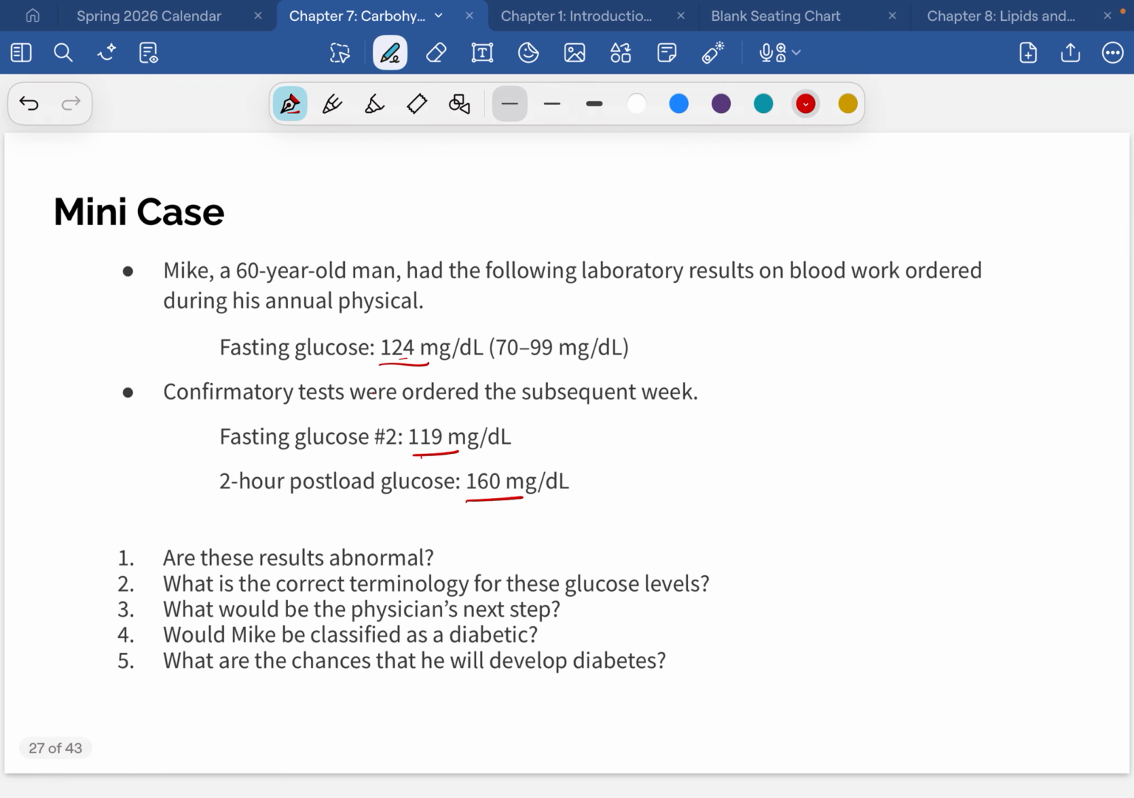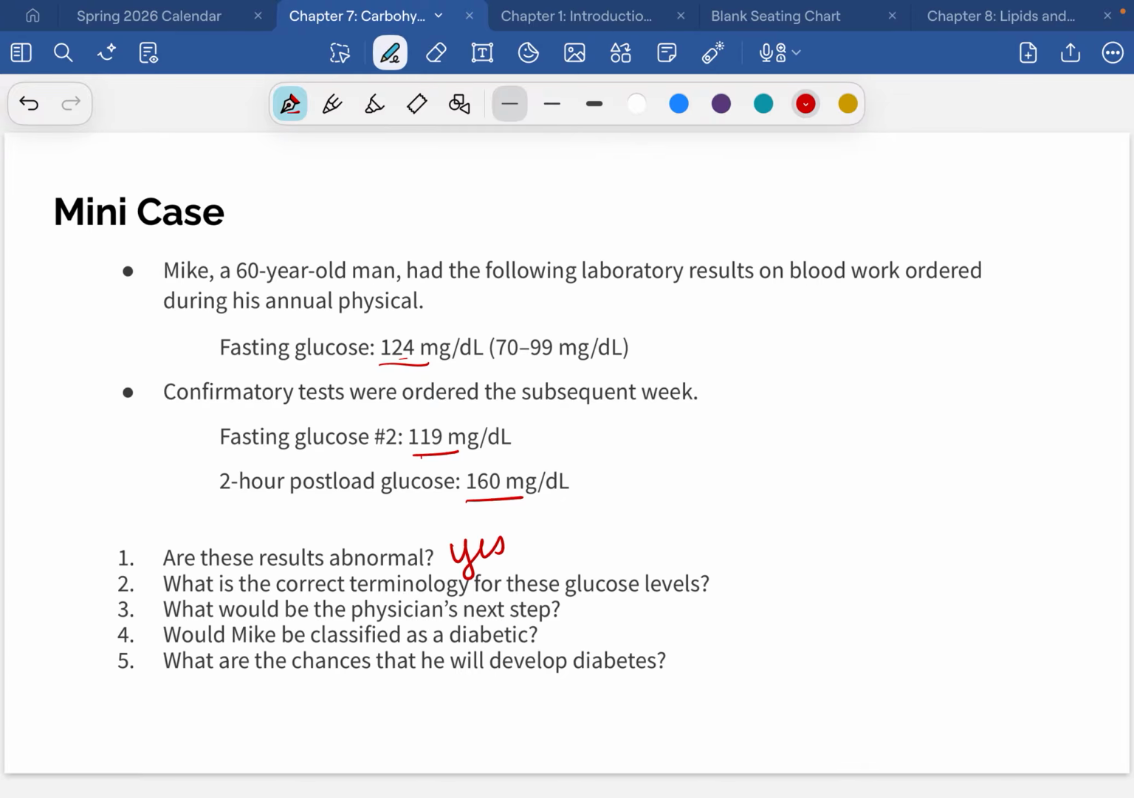So his fasting glucose was above 100, but less than 126. Remember that 126 is kind of the benchmark for diagnosing diabetes. So are these results abnormal? Yes, they are abnormal. His fasting glucoses are both high, as is his 2-hour post-load glucose. So what is the correct terminology for these glucose levels?